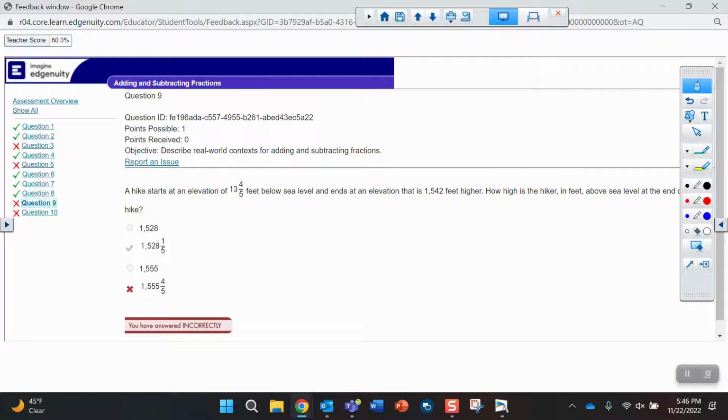Okay, a hike starts at an elevation of 13 4/5 feet below sea level and ends at an elevation that is 1,542 feet higher. How high is the hiker in feet above sea level? Excuse me, at the end of the hike. So because we are below sea level to start, we're going to use a negative sign on that first fraction. So negative 13 4/5 feet below sea level, and then ends at an elevation that is 1,542 feet higher than that.